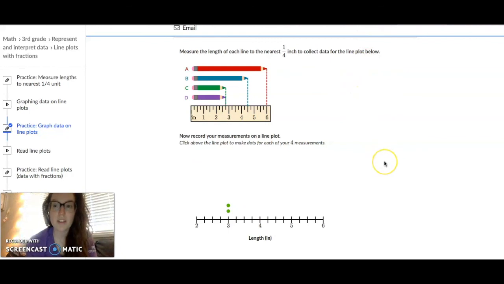All right, once you're done, you'll press, there's a little button that says check in the corner. It will let you know how you did on that problem and give you a chance to go back and fix it if you made a mistake. And then it will let you know when you're all done with the 4 problems.